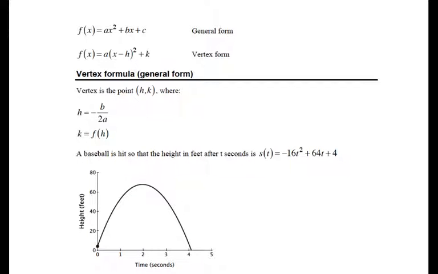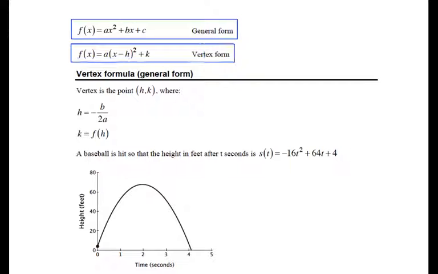There are two standard forms for expressing a quadratic function. The first is what we call general form, that is a function of the form ax squared plus bx plus c, and the second is what we call vertex form, in which case we can see that there's some grouping of the x variable in that squared expression.